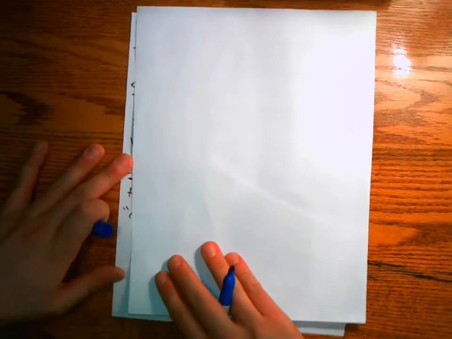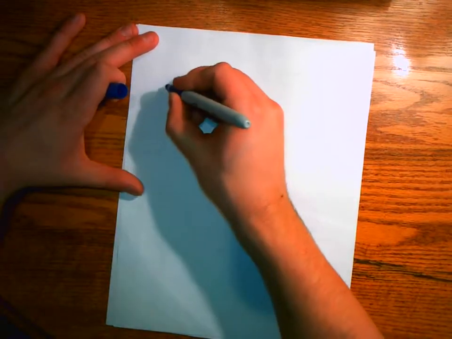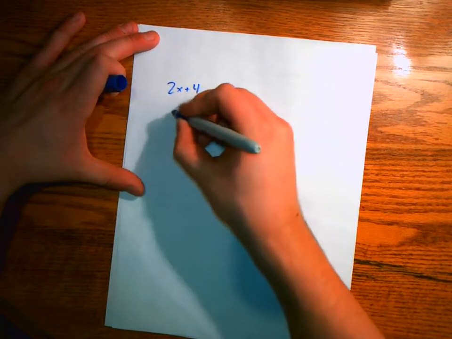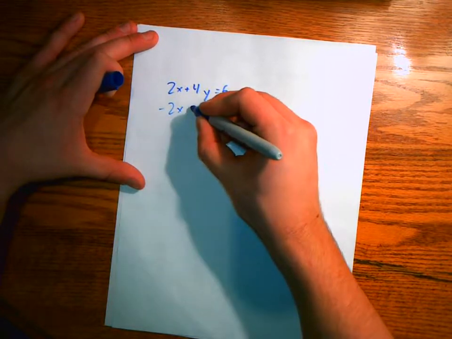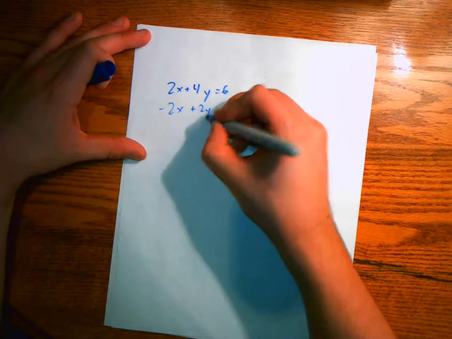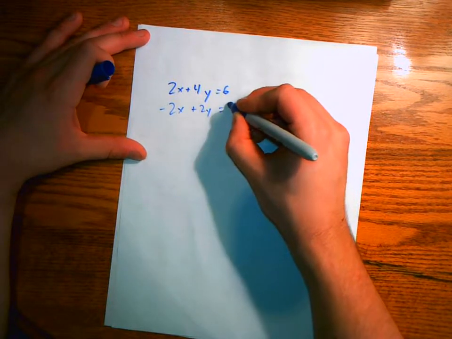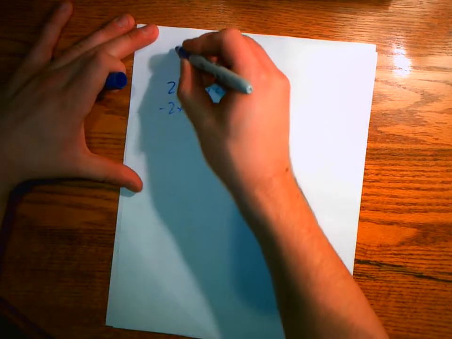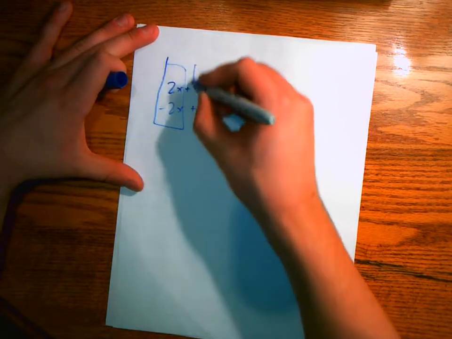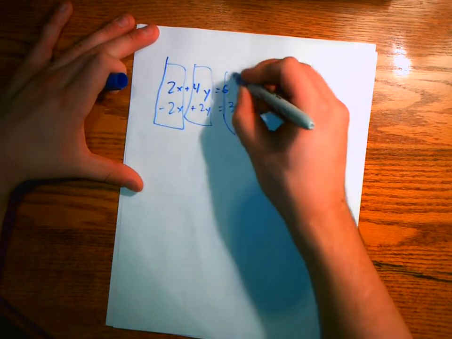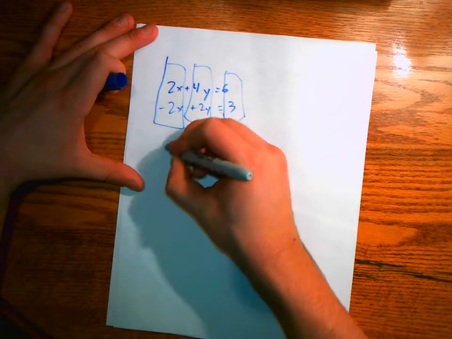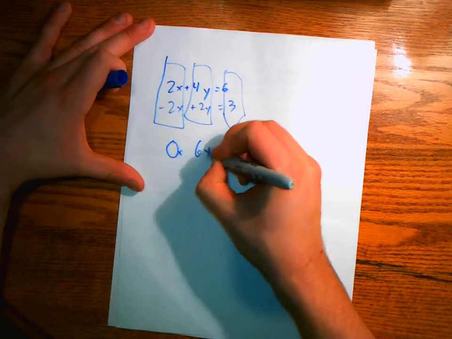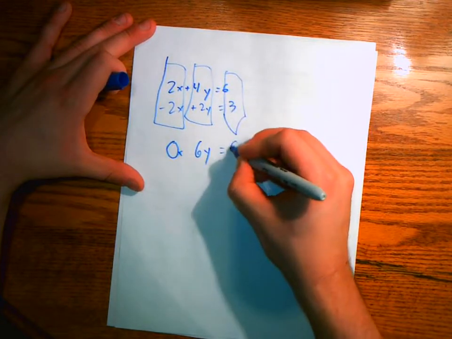So for example, let's keep the same first equation, 2x plus 4y equals 6, and then let's say our new equation is negative 2x plus 2y equals 3, whatever. Now a way you can eliminate this is if you add up all of the terms vertically and see if something cancels out. Adding these two up, 2x minus 2x gives me 0 x's, so they cancel out. 4y plus 2y gives me 6y, and 6 plus 3 gives me 9.